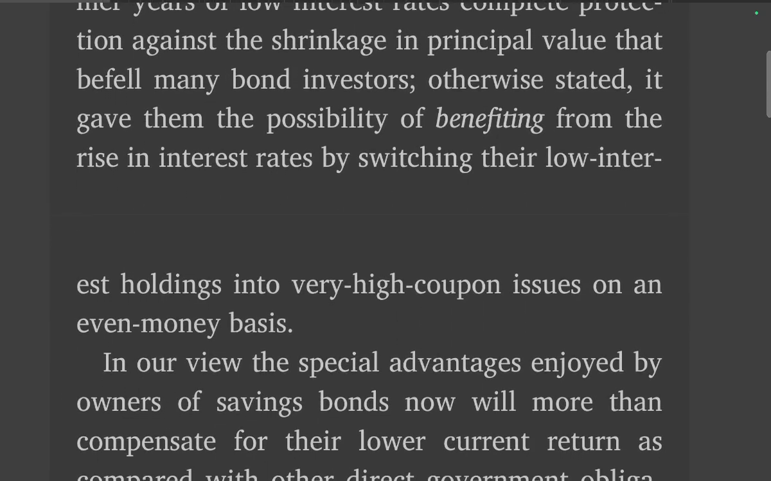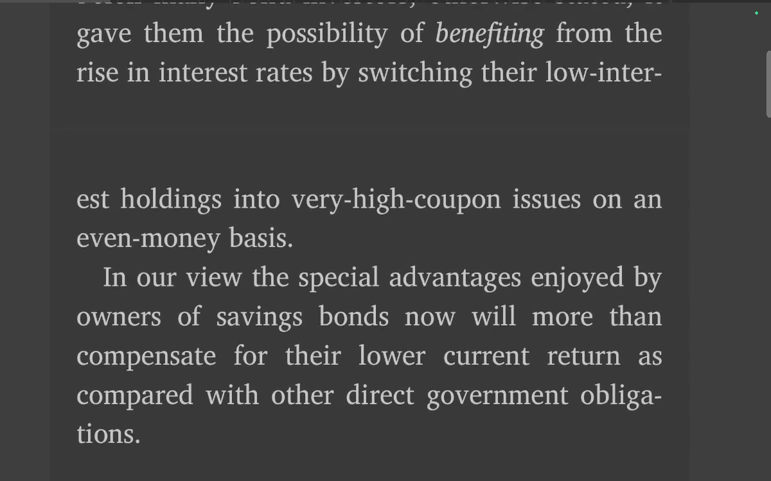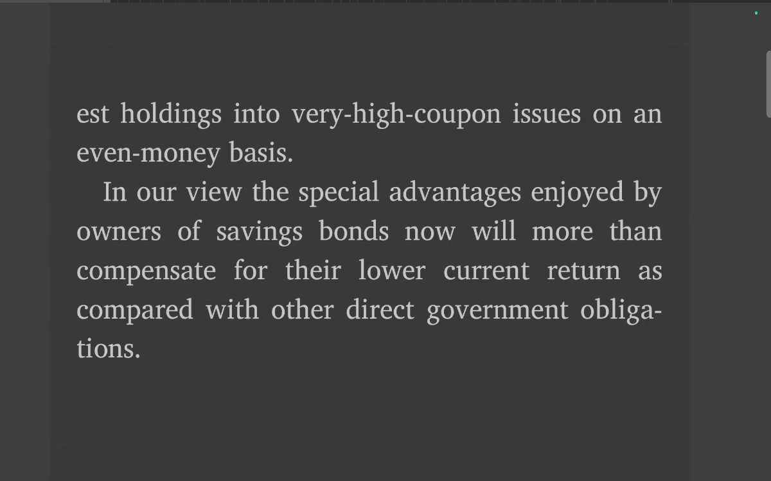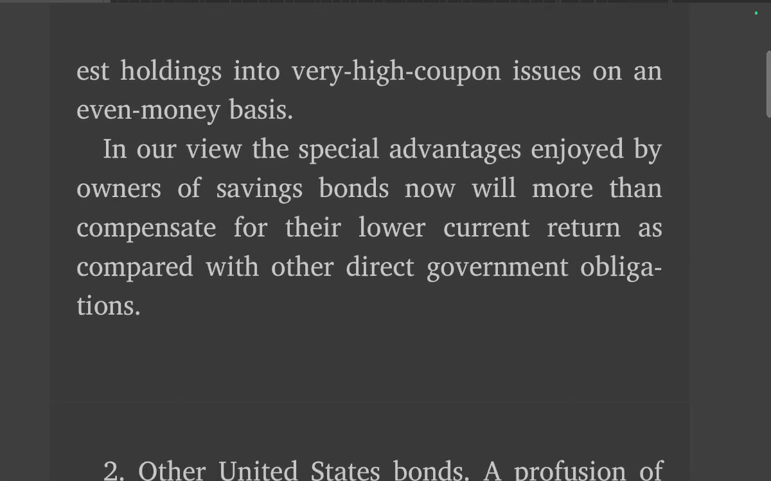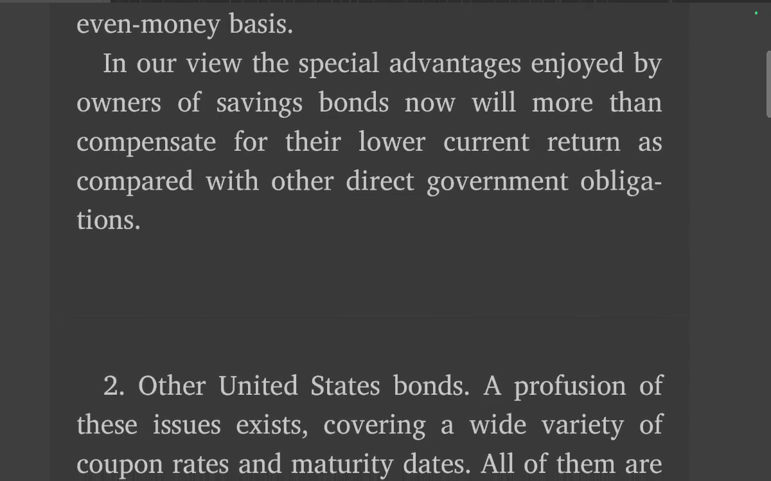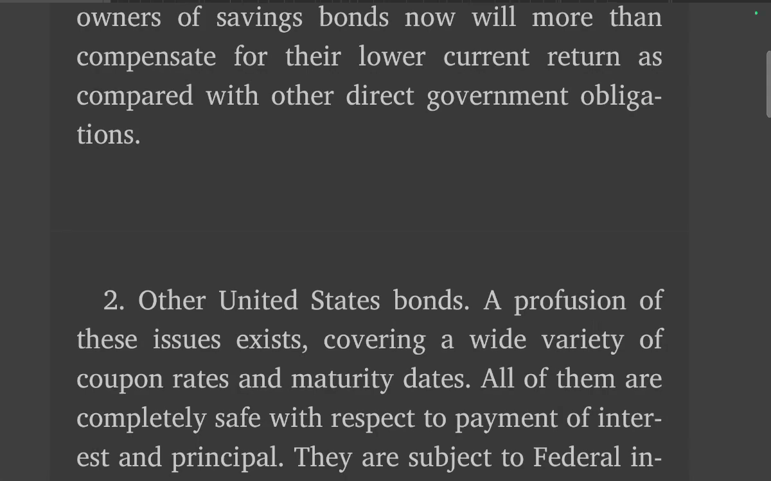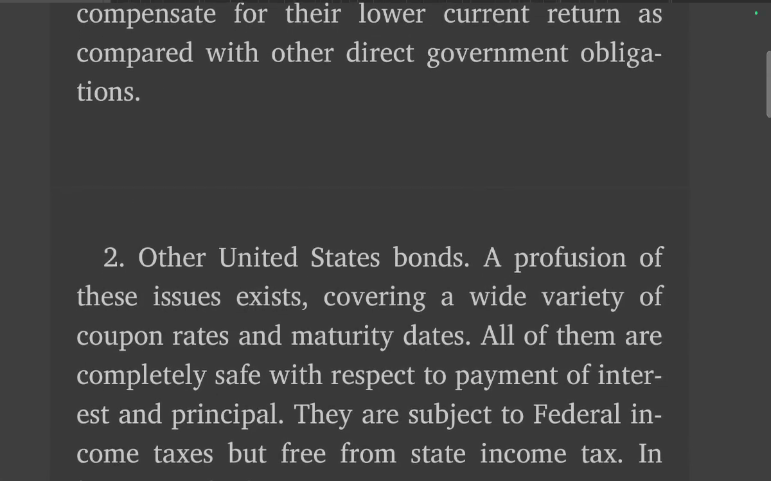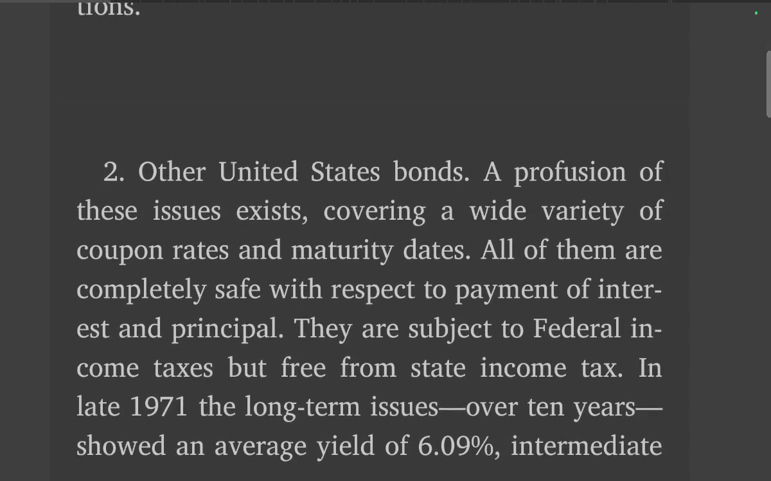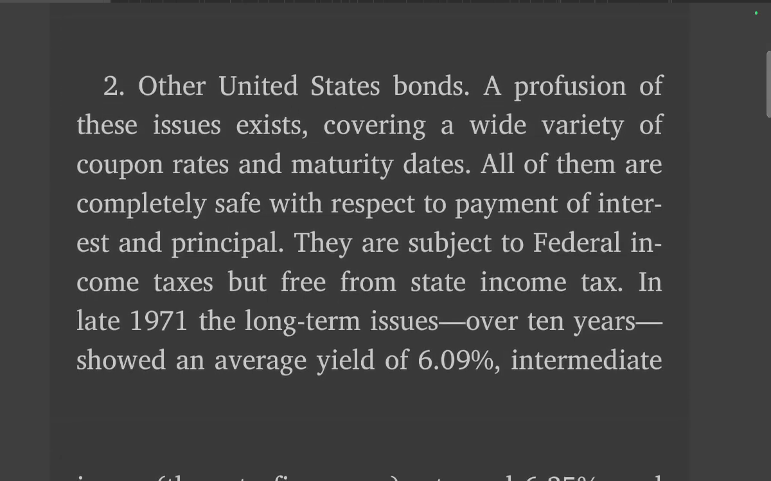High coupon issues are on an even money basis. In our view, the special advantages enjoyed by the owners of savings bonds will more than compensate for their lower current return as compared with the direct government obligations. Other United States bonds, presumably these issues, cover a wide variety of coupon rates and maturity dates. All of them are completely safe with respect to payment of interest and principal. They are subject to federal income taxes, but free from state income tax.